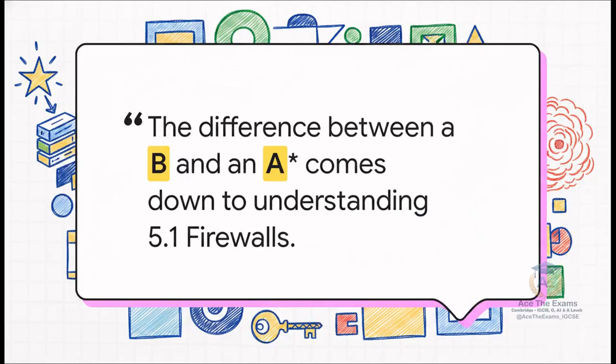Think about this incredibly insightful quote directly from a senior examiner. They stated that the difference between a B and an A star often comes down to how well you understand firewalls for prevention. Now, to understand why this is so critical, I want to introduce you to two types of students. Let's call them Alex and Sam.